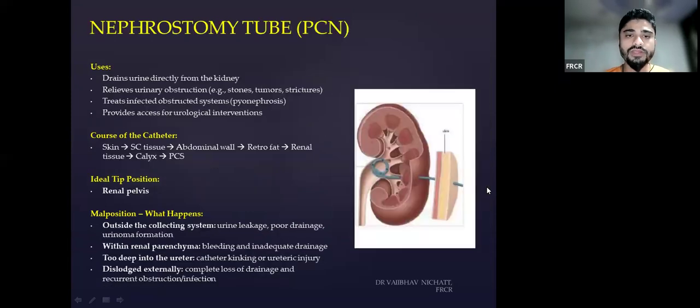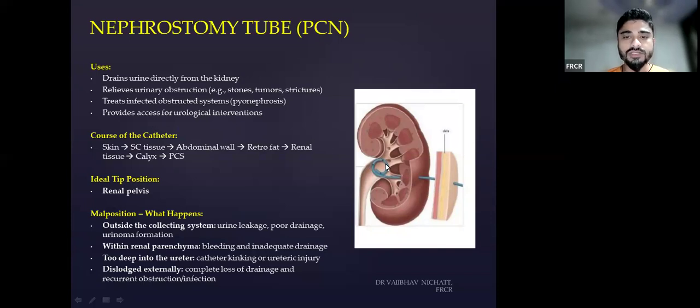Coming to the nephrostomy tube, that is another most commonly placed tube, the percutaneous nephrostomy tube, placed in the radiology department. So the uses of the PCN tube: it drains urine directly from the kidney. It relieves urinary obstructions such as stone, tumors, or strictures. It treats infected obstructed systems such as in pyonephrosis. Also, it provides access for urology intervention.